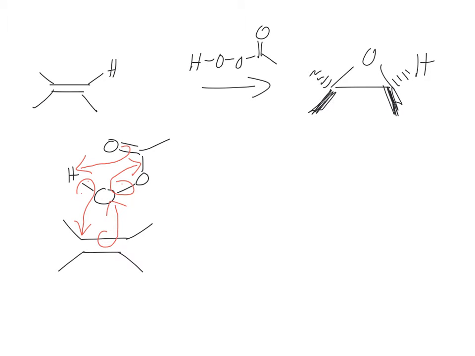Because the byproduct of this is actually this carboxylic acid. Right, so that's kind of how the process works. There's 1, 2, 3, 4 arrows. It all happens at once.